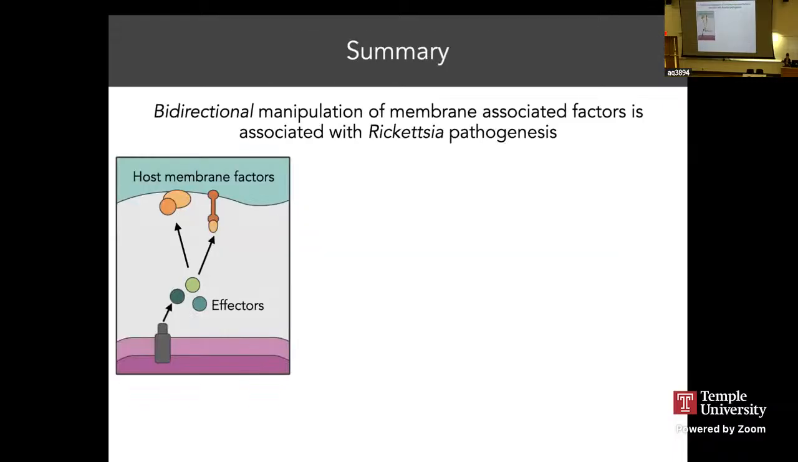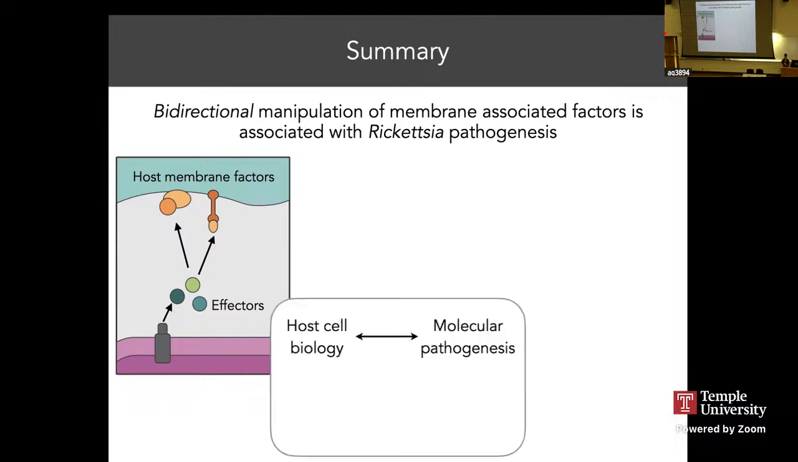And of course, we're seeing this broadly across these different stories, this kind of bi-directional manipulation, where the pathogen is manipulating the host membrane and the factors on that membrane using a variety of different effectors that we've found so far. And this has been really fruitful for thinking about both the molecular pathogenesis, as I said before, but also how the host cell is functioning in this context.